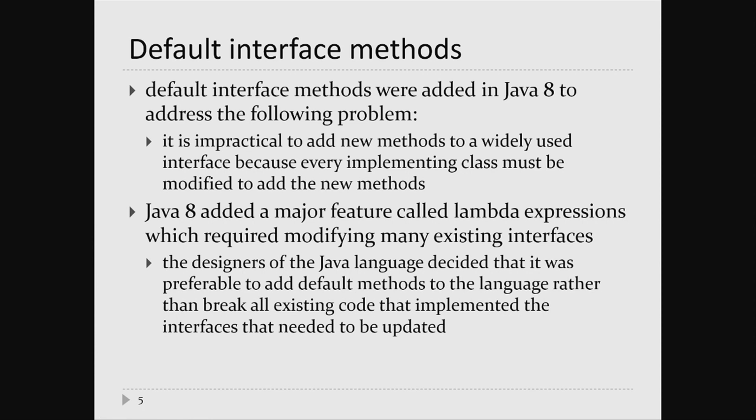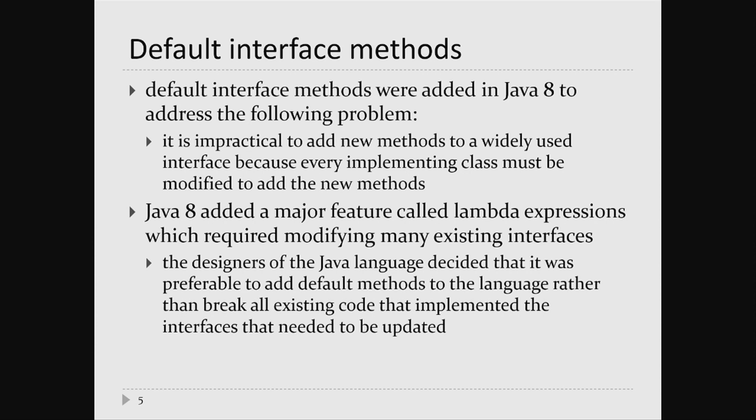When you create an interface and it becomes a widely used interface, something like List or Comparable, it becomes impractical, if not impossible, to add new methods to your interface. Because when you do that, that breaks every class that implemented the old interface, because now they have to add all these new methods that you just created.